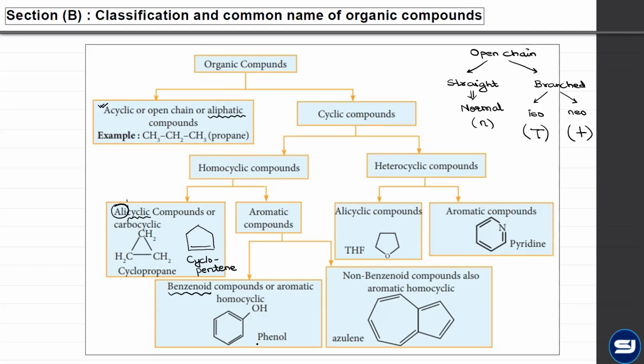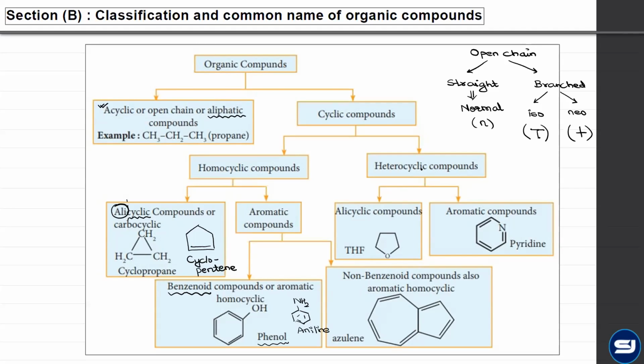For example, OH on the ring is called phenol. NH2 on the ring is called aniline. OCH3 on the ring is called anisole. Okay, so these are some of the examples of benzenoid compounds.